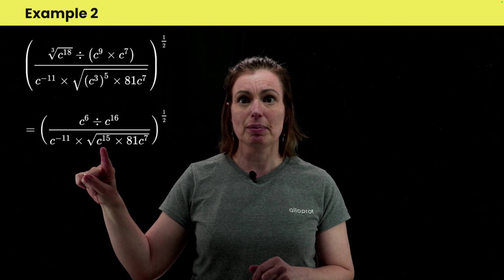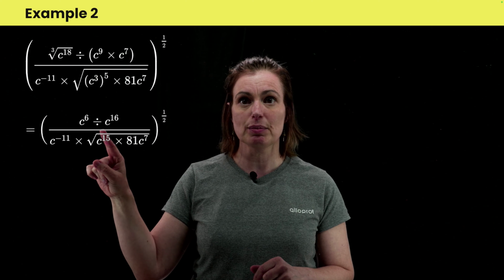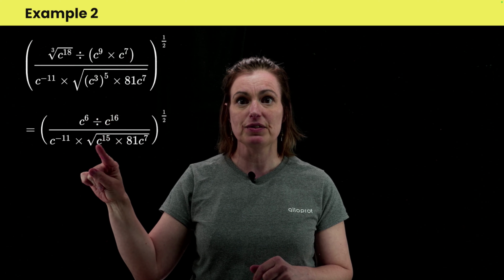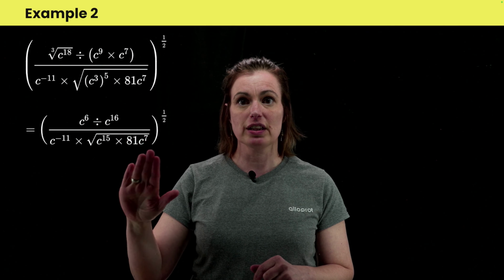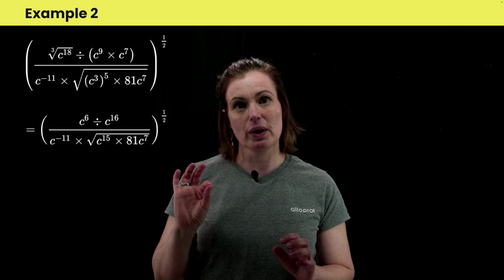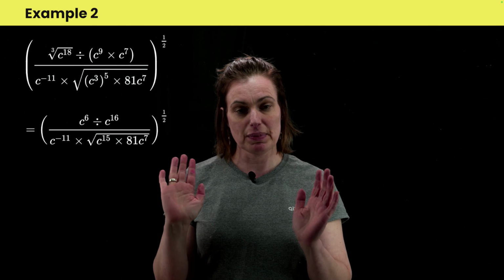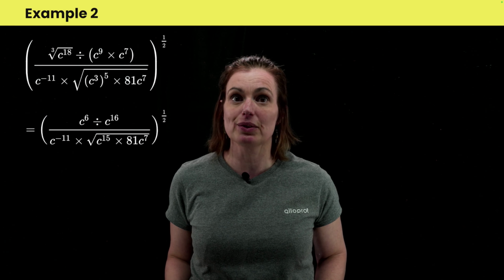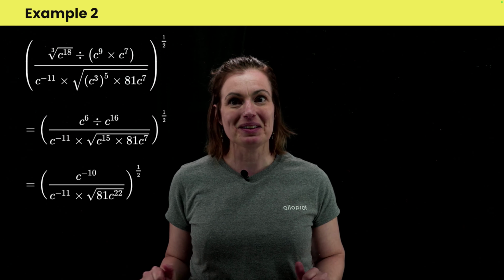I have cleaned up under the root sign a little bit here, so I was able to multiply 3 by 5 to give me 15, and I'm not touching this 81c to the power 7 yet. I still have my 1/2 on the outside of that big set of brackets, so we'll deal with that later as well. Next round leads me to here.